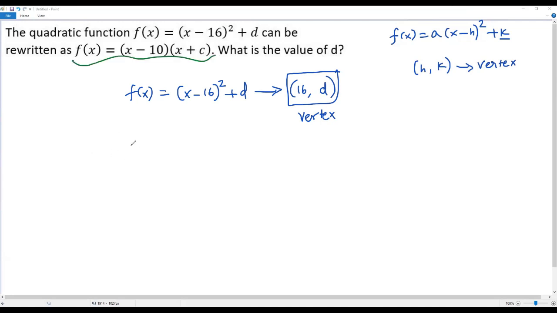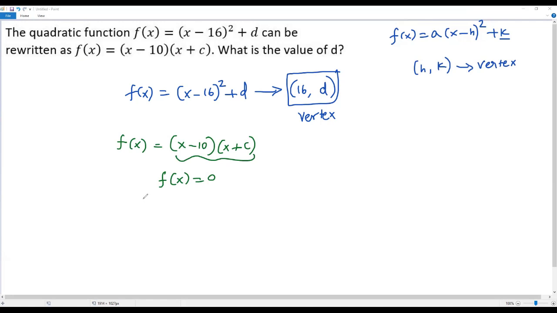Now let me consider the intercept form of the given quadratic function, that is f(x) = (x − 10)(x + c). I can find the two x-intercepts of this quadratic function easily by setting f(x) equal to 0. When f(x) equals 0, then the product (x − 10)(x + c) equals 0. So either the first factor x − 10 must be 0 or the second one must be 0.